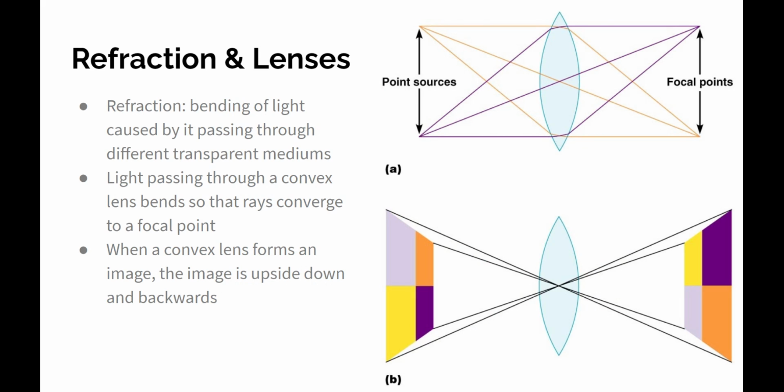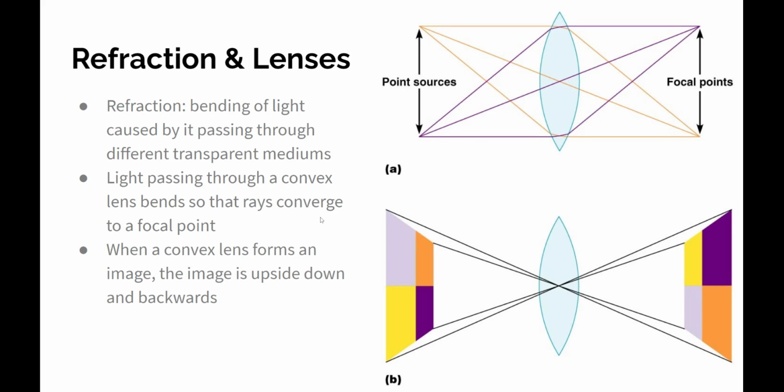Okay, so again, we're going to get into a little bit of physics here. Refraction is when light bends because it passes through different transparent mediums. It's normally passing through air before it gets to your eye. Then once it gets to your eye, it passes through a few different transparent mediums, so it gets bent as it passes.